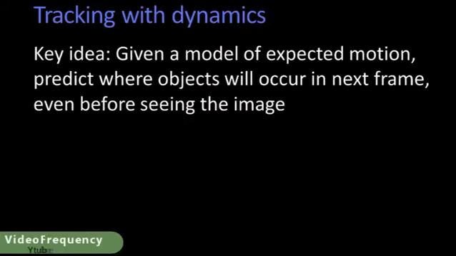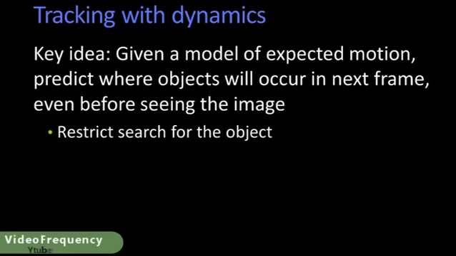So when we do tracking with dynamics, the key idea is we've got some sort of model of the motion, and maybe we're updating that model, like the velocity and the acceleration. But using that model, we want to predict where the objects will be in the next frame, and then we're going to look around that area, okay? And that prediction will allow us to restrict where we're doing the search.